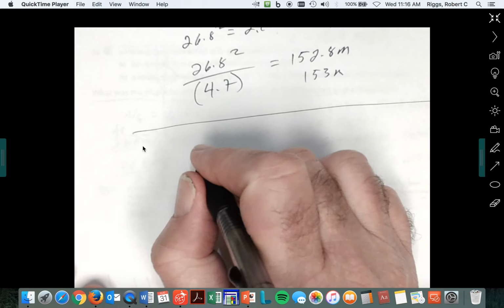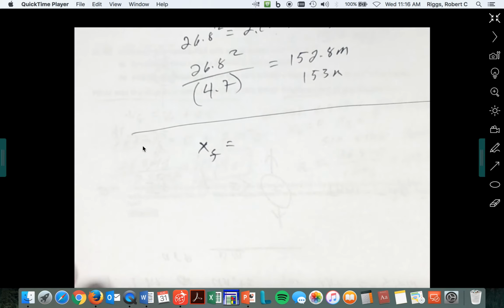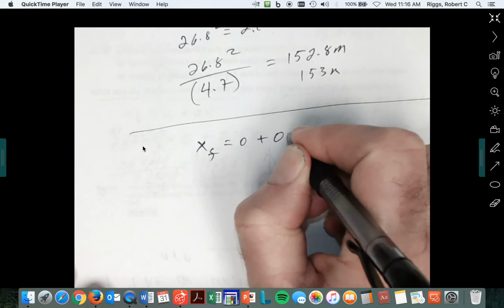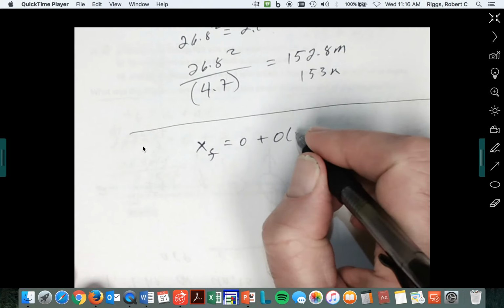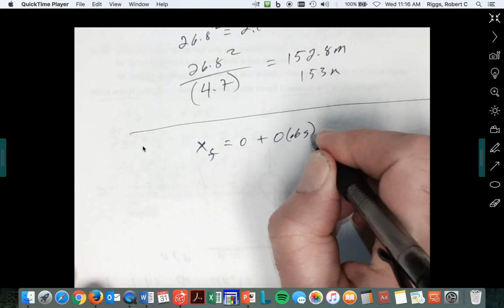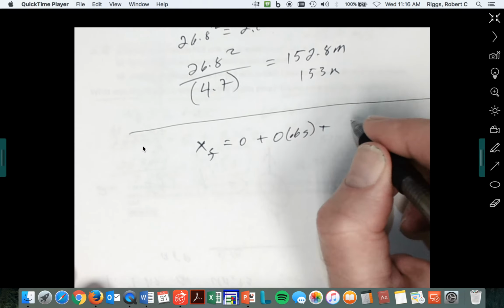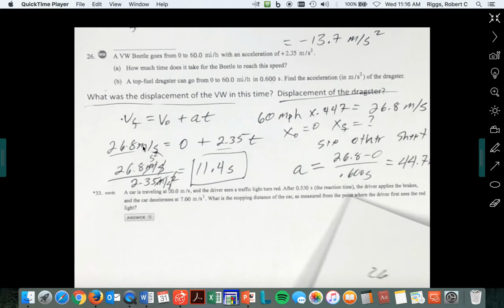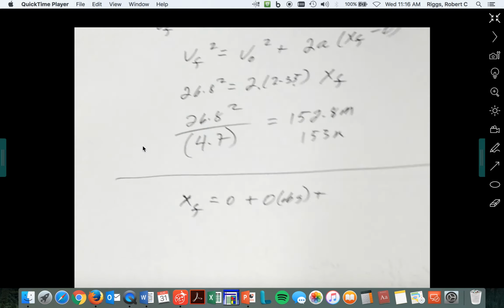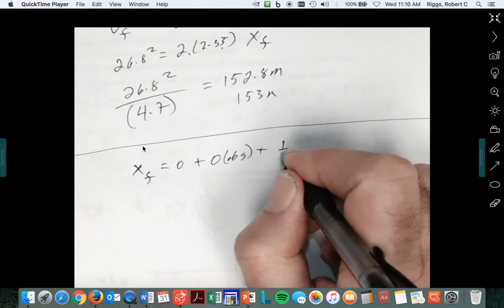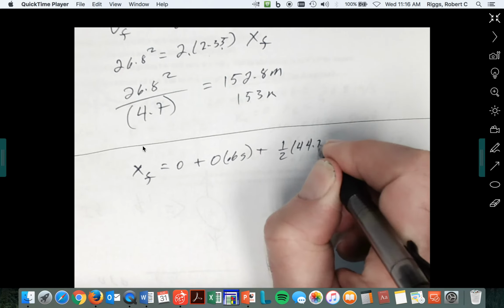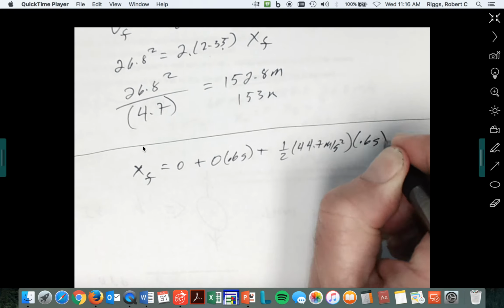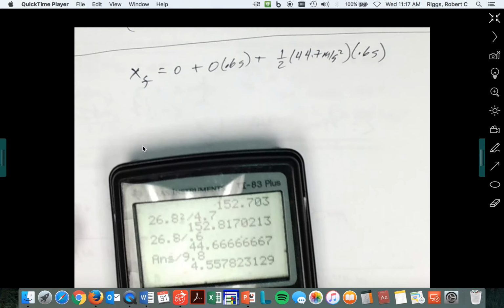So the dragster, x final, so it's going along, is equal to 0 plus its initial velocity was 0 times the time that we was given, 0.6 seconds, plus that huge acceleration. What is the acceleration of that dragster? 44.7 meters per second squared. 1/2 of 44.7 meters per second squared times the 0.6 seconds. I'm just curious how far it went in that 0.6 seconds.